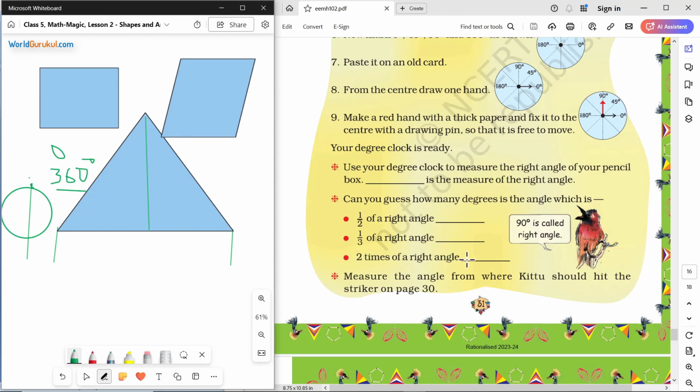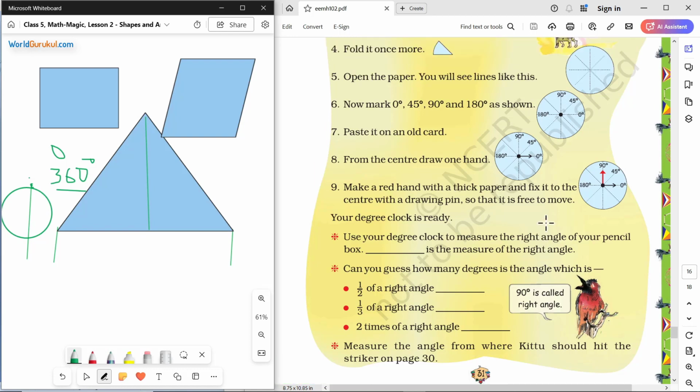What is 2 times a right angle? 2 multiplied by 90, that is 180. That is the angle from 0 degrees this side. Suppose this is 3 o'clock and this is 9 o'clock. So when the hand moves from here to here, it traverses 180 degrees. Again, if it traverses, then it makes another 180 degrees. 180 plus 180 is 360 degrees. That is a full circle.